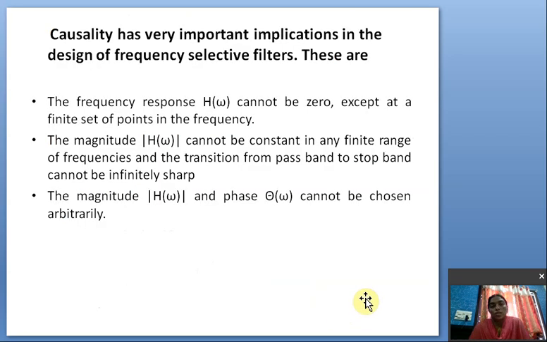Okay. So causality has very important implications in the design of frequency selective filters. The frequency response cannot be zero except at a finite set of points in the frequency. The magnitude cannot be constant in any finite range of frequencies, and the transition from passband to stopband cannot be infinitely sharp. So the magnitude and the phase cannot be chosen arbitrarily.